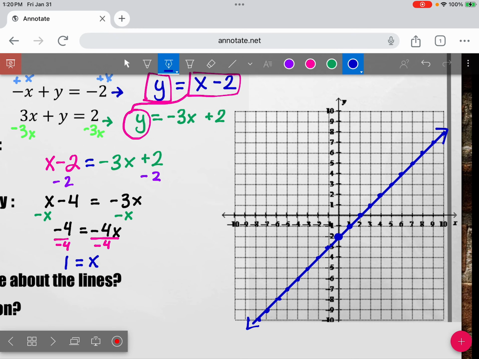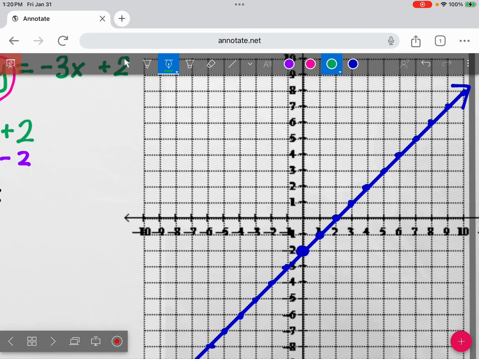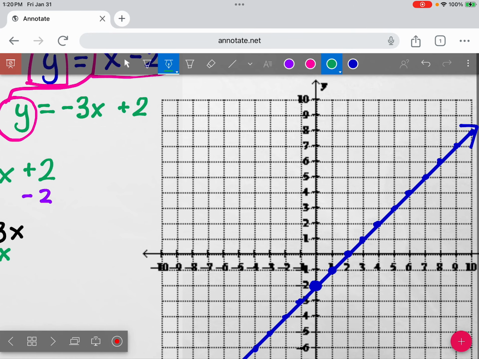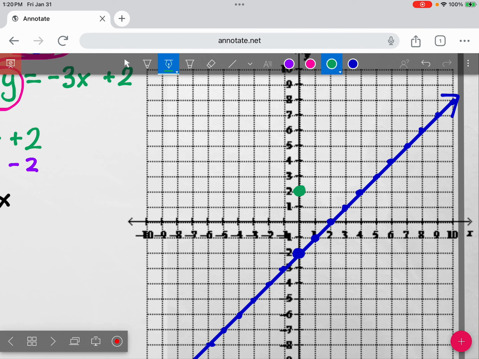So that gives us our top line, that blue line. Let's look at our green one. It's a very similar vibe, except this time we've got our mx plus b, and my plus b, that positive 2, gives me a y-intercept up here. Our slope being negative 3, how are we going to move with a slope of negative 3? How do I get my next point?